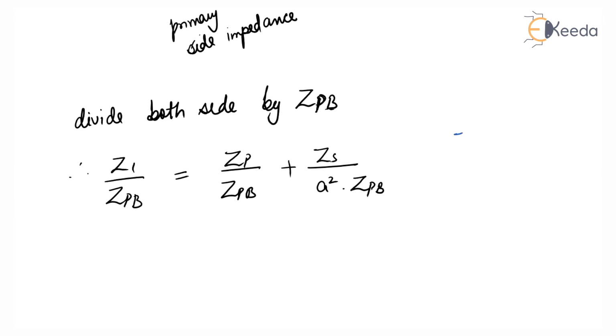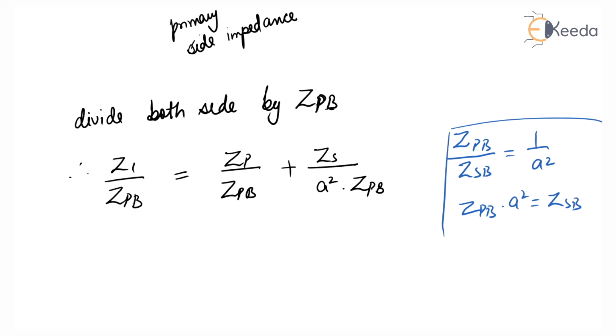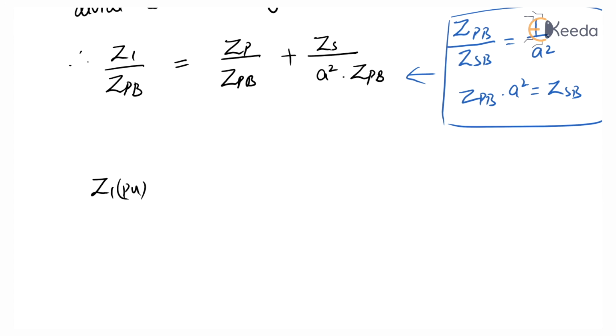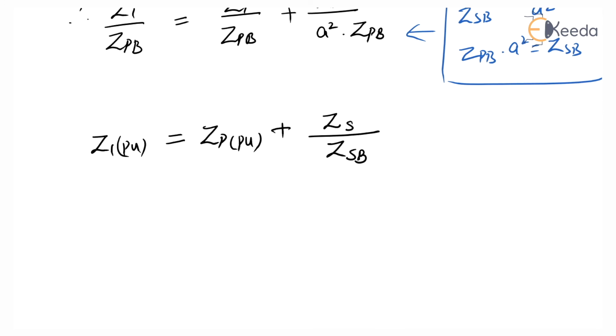So we get ZPB upon ZSB is equal to 1 by A square, or ZPB into A square is equal to ZSB. So put this in this equation. So Z1 per unit is equal to ZP per unit plus Zs upon ZSB, and Zs upon ZSB is equal to Zs per unit. Therefore, Z1 per unit is equal to ZP per unit plus Zs per unit.